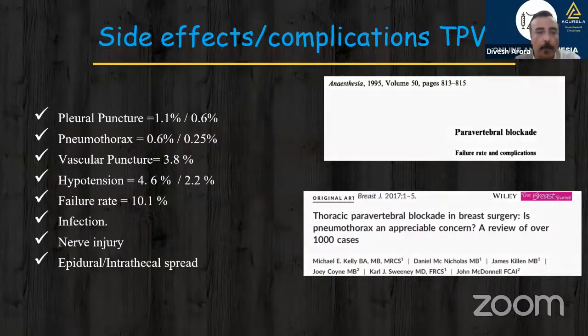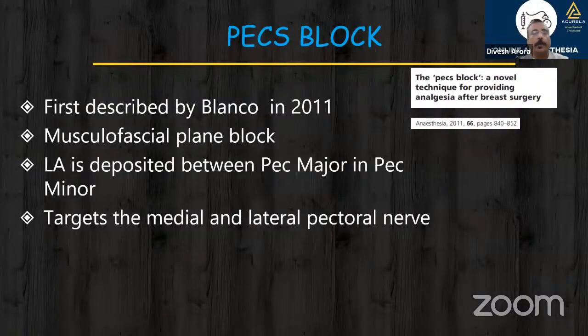So coming on, starting with the interfascial plane blocks, the first was the PEC block, which was described by Rafael Blanco as early as 2011. It's essentially a musculofascial plane block where local anesthetic is deposited between pec major and pec minor, and it targets the medial and lateral pectoral nerve. Isolated PEC1 has got limited indications.